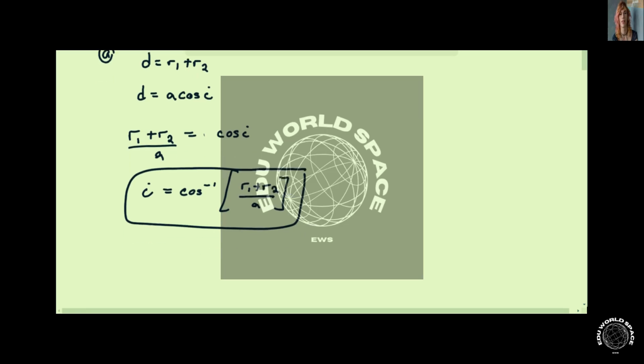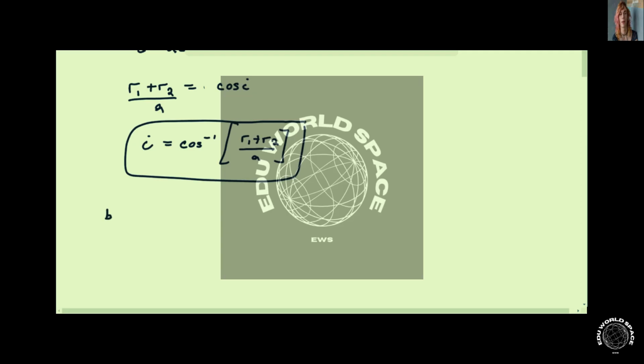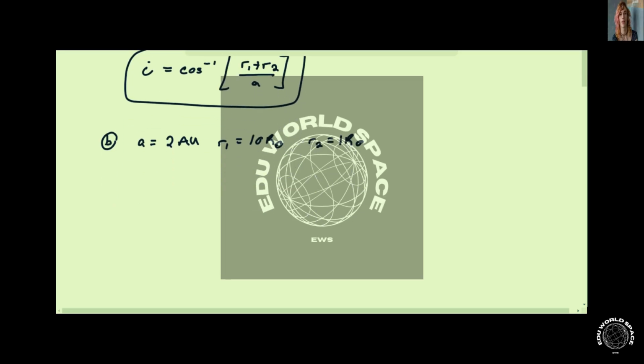Okay, so now we can actually solve for B. It's asking us, if A is 2 AU, R1 is 10 solar radii, and R2 is 1 solar radius, what minimum value can the inclination be? So from this, obviously, we're going to be plugging and chugging, which is a fun word to say.